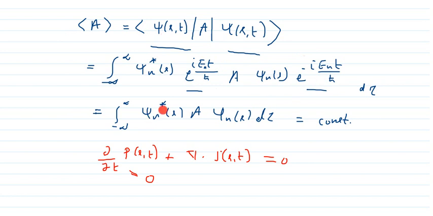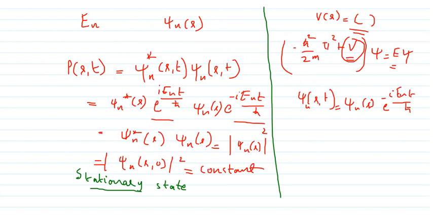Then you have psi n star, psi n. Since this term again contains only the spatial part, you can say that the expectation value of an operator is also a constant. Previously we found that the probability is a constant in the case of stationary states.